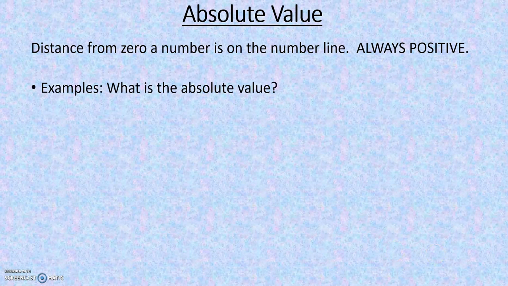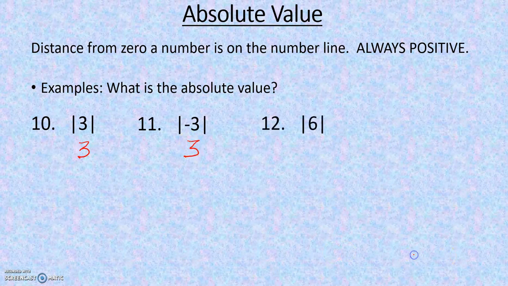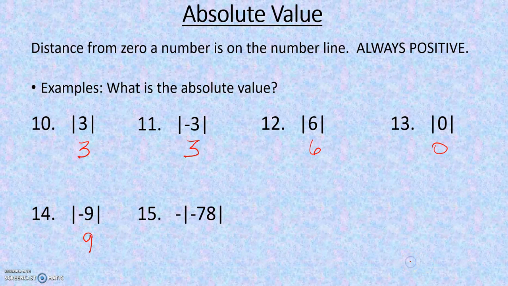What is the absolute value of each problem? Absolute value of 3 is 3. Absolute value of -3 is also 3. Absolute value of 6, 6. Absolute value of 0, 0. Absolute value of -9 is +9.